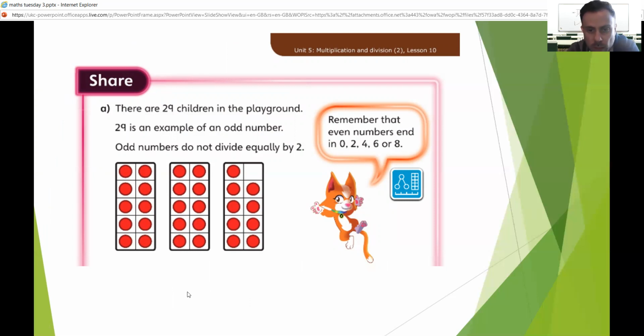And the little cat, is it a cat or is it a fox? I think it's a cat. Yeah, it's got a collar on. Must be a cat. Remember that even numbers end in 0, 2, 4, 6, or 8. Okay? And they can divide by 2. So if it had been 28, you would have been able to divide that by 2 and you would have had 2 equal lines. But it was 29, which is not an even number, which means you can't divide it equally by 2. That was why you couldn't do that one.